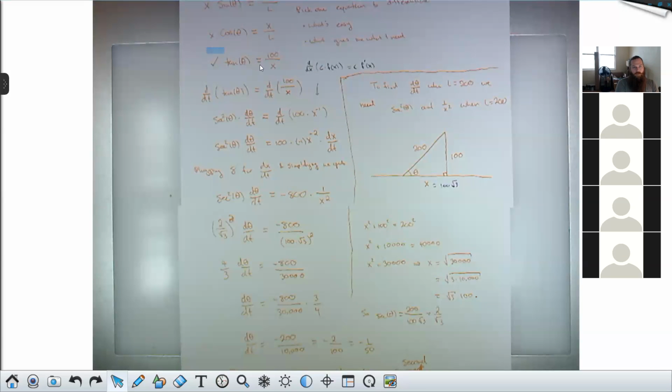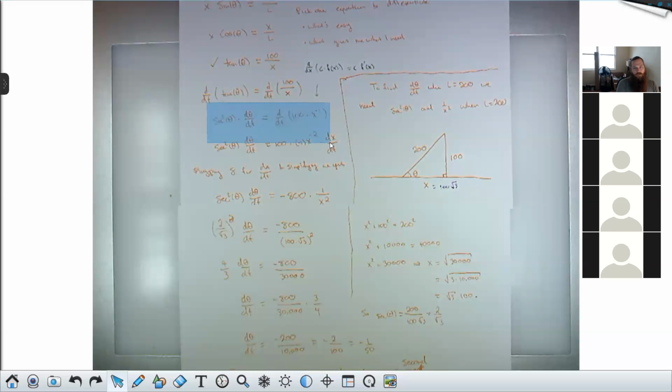So we chose, after we draw our picture, we chose the trig function that relates the 2 things I want, tells me how theta is connected to x, but doesn't have anything else in it. Then we differentiate on both sides. That gets us this.